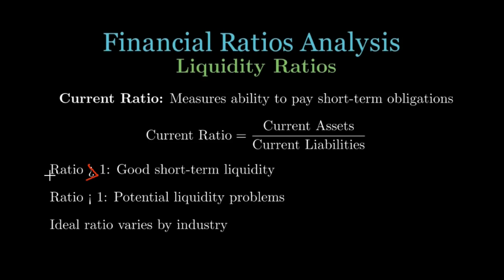So what happens when you get a ratio which is greater than 1? When the current ratio is greater than 1, it simply tells you that there's good short-term liquidity. The company is in a good position to be able to cover short-term liabilities by using their short-term assets. But when the ratio is less than 1, say 0 point something, it means there's potential for liquidity problems. So that's not good news. There could be some problems right there.